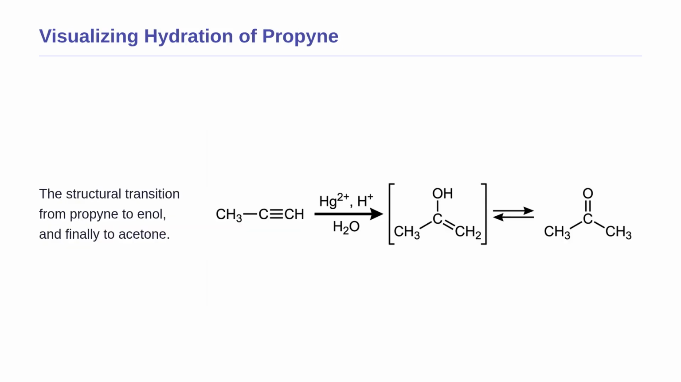To truly cement this idea, let us look at a visual summary of the hydration process we just solved. On the far left, you see the linear triple-bonded propyne molecule. Following the first reaction arrow, which includes our mercury and acid catalysts, we move to the middle structure. This is the temporary enol, shown in brackets to indicate its instability. Finally, the equilibrium arrow leads us to the right, showing the stable, double-bonded ketone, acetone. Notice how the atoms physically rearrange themselves during the tautomerization step to achieve a lower energy state?